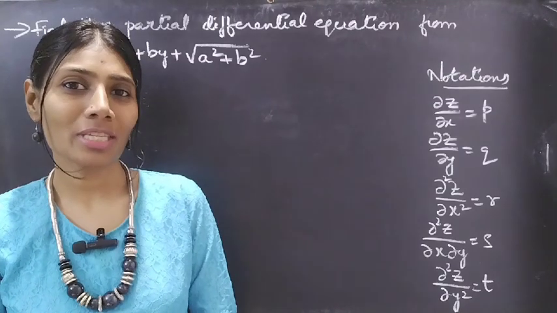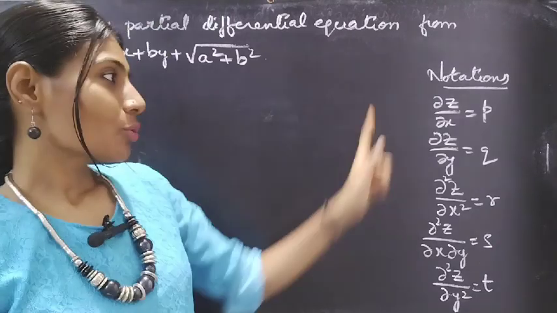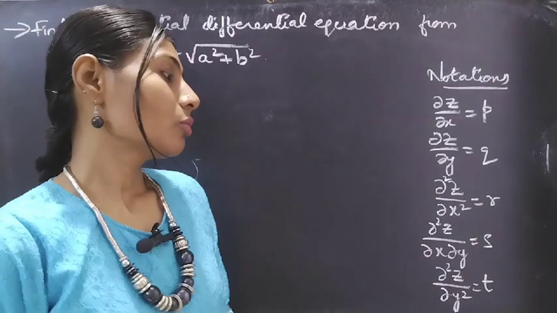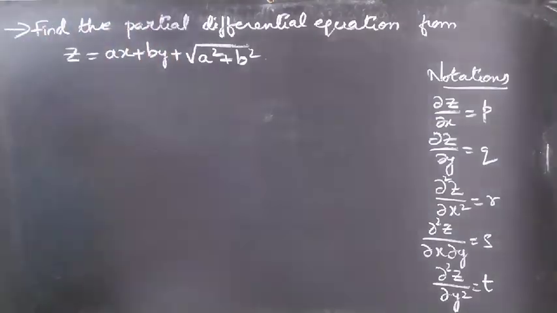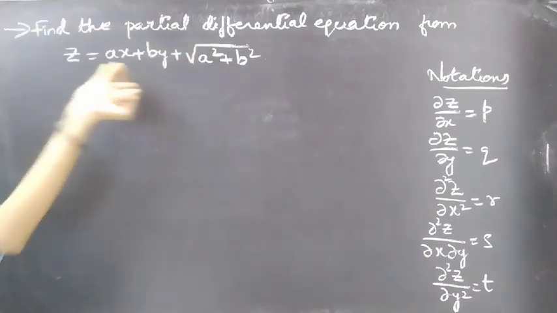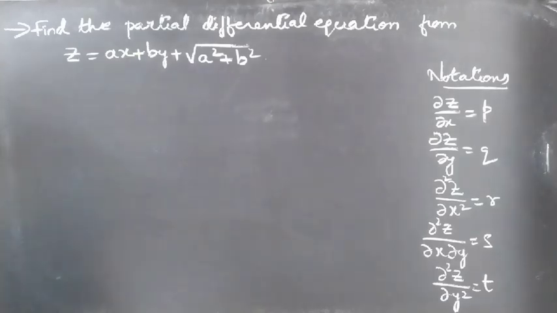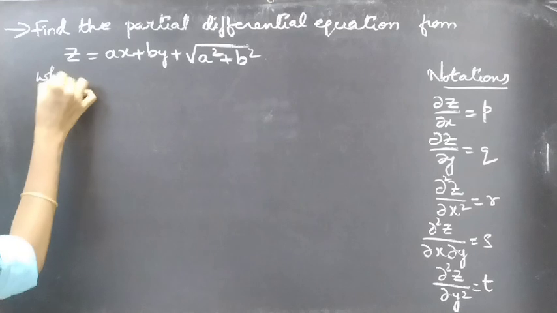In this video, we're going to see a problem from partial differential equations. So let's get going. So here are the notations we're going to use, and the given problem is: find the partial differential equation from z equal to ax plus by plus square root of a square plus b square, where a and b are arbitrary constants.